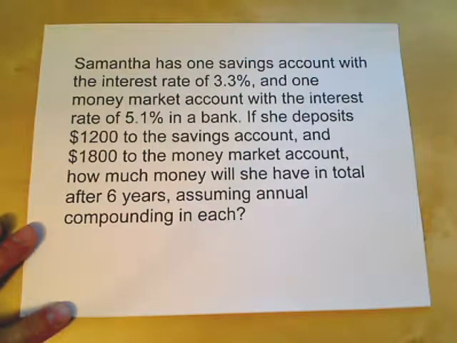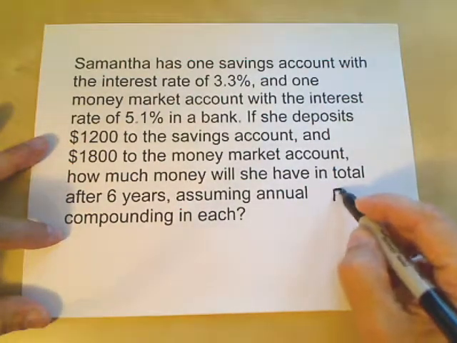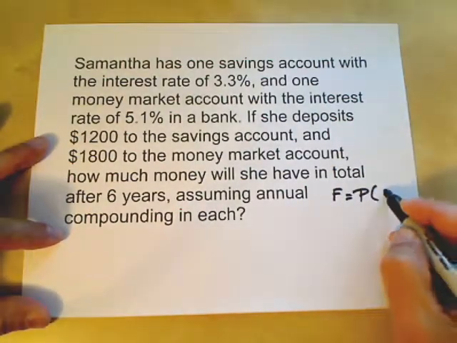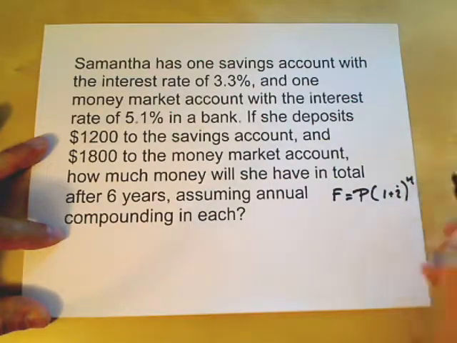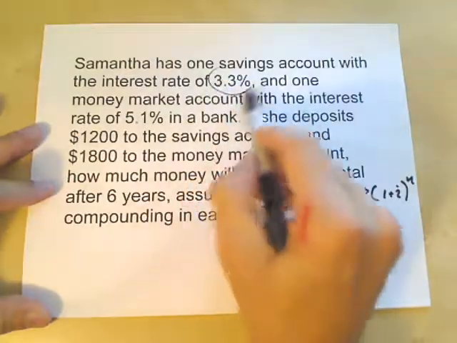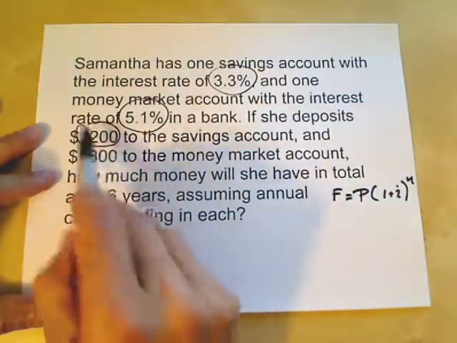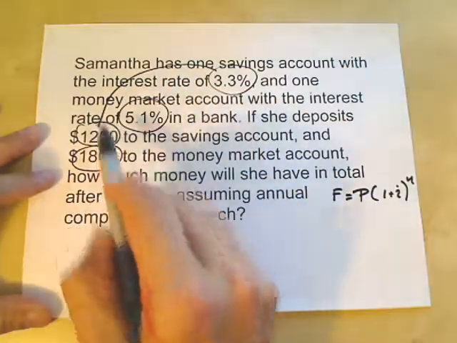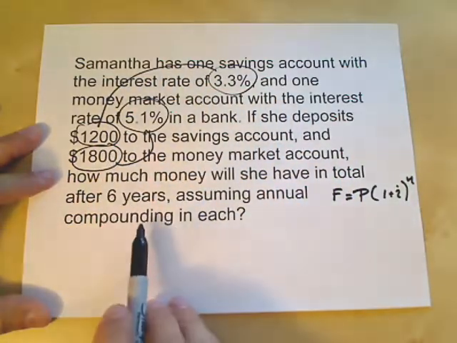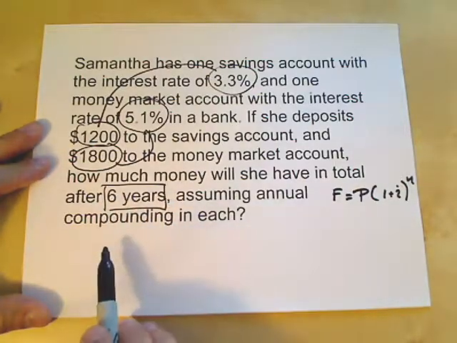This is a much longer one, and the fact that it's long makes it intimidating, but we're going to use the same formula we've always used. 1 plus I, the same formula from the first problem. Here we have two interest rates, the 3.3 and the 5.1. We have two balances. 3.3 goes with the 1200, 5.1 goes with the 1800, and N is 6 years.